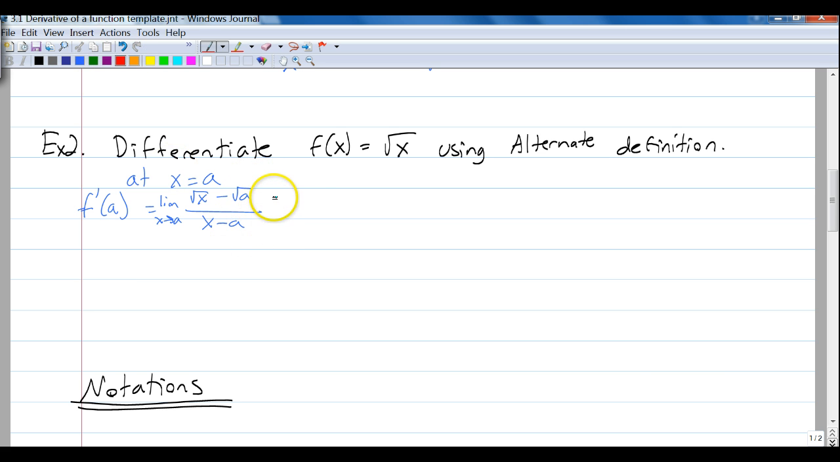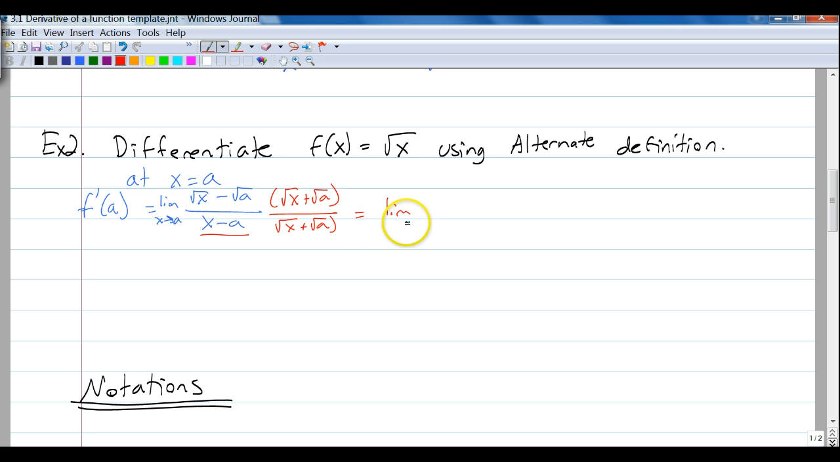So one way to do that is to multiply by the conjugate. So square root of x plus square root of a, all over the square root of x plus square root of a. And again, the reason why we want to do that is, hopefully you realize that if we do this, we're going to get that out, and then we can cancel it.